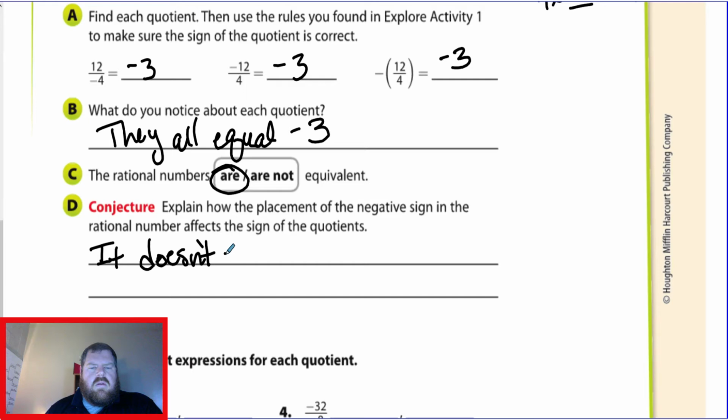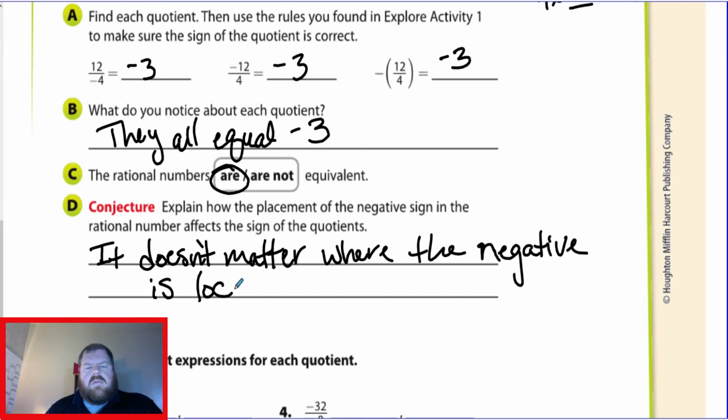So I'm just going to say it doesn't matter where the negative is located. And we are talking about division problems. I have all these written out as fractions, and I'm not a big fan of it written this way, but if it was a division problem, it could happen. It's actually much more likely, but as a fraction, that just looks weird. Okay.